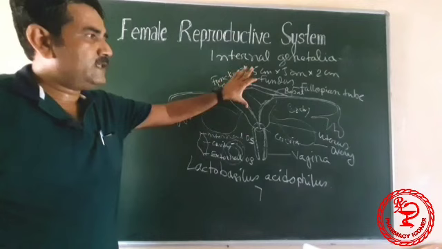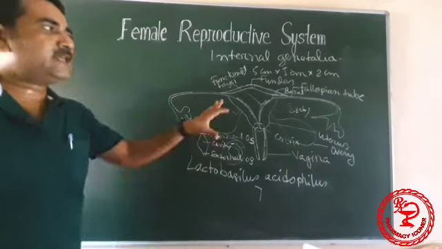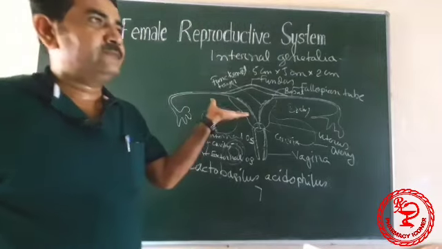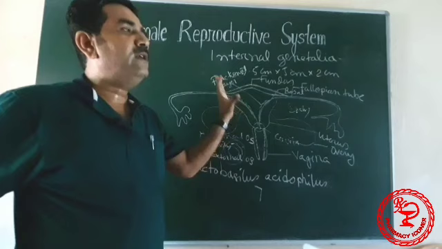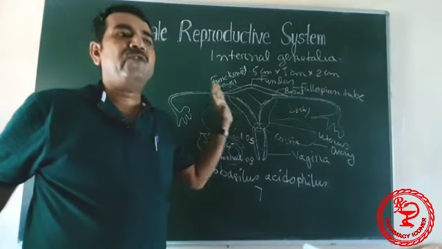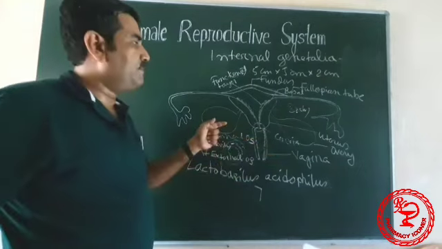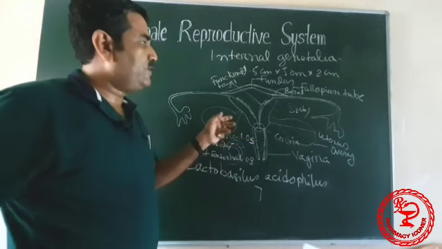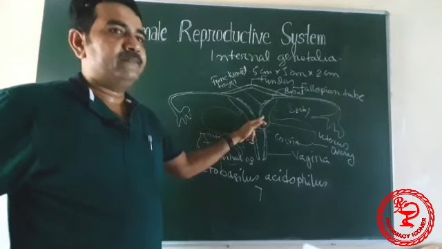So this is the uterus. Uterus has multiple functions. First thing, the uterus is responsible for menstrual flow. The menstrual flow which comes out during the process of menstruation is actually the shed portion of the endometrium.